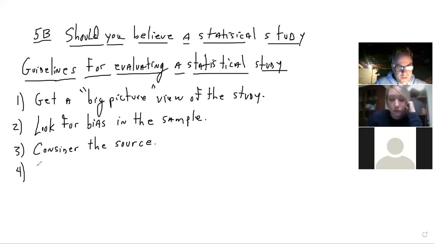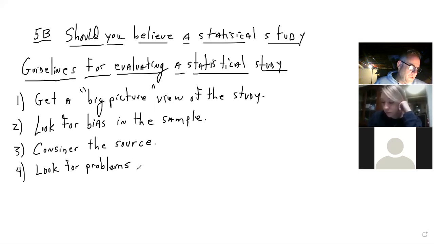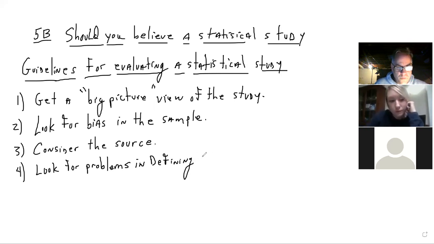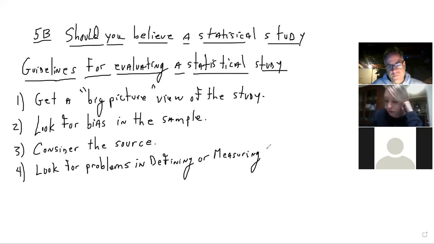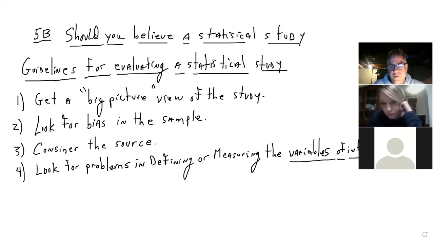This one we have to have some more discussion on after I get through this list of guidelines. Now I want to talk about something we really hadn't talked about up to this point: we're going to look for problems in defining or measuring what we're going to call the variables of interest. And that's what we're going to have more discussion on. These would be the things we're interested in studying.